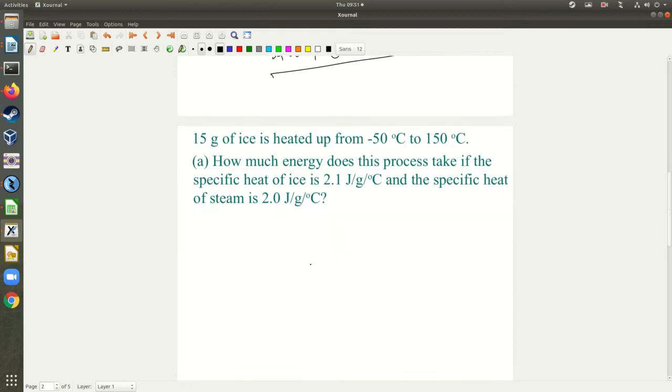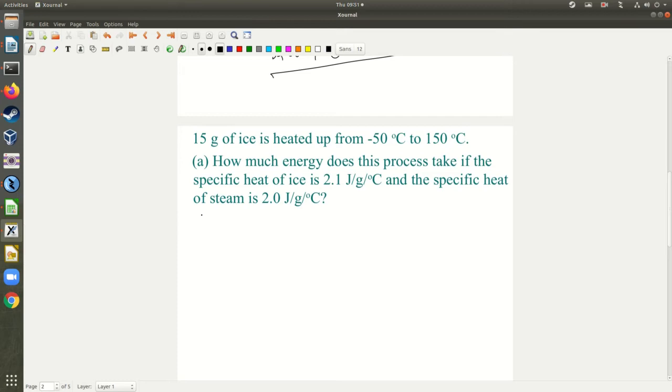Okay, 15 grams of ice is heated from -50 to 150 degrees Celsius. How much energy does the process take if the specific heat of ice is 2.1 and the specific heat of steam is 2.0 joules per gram degree Celsius?